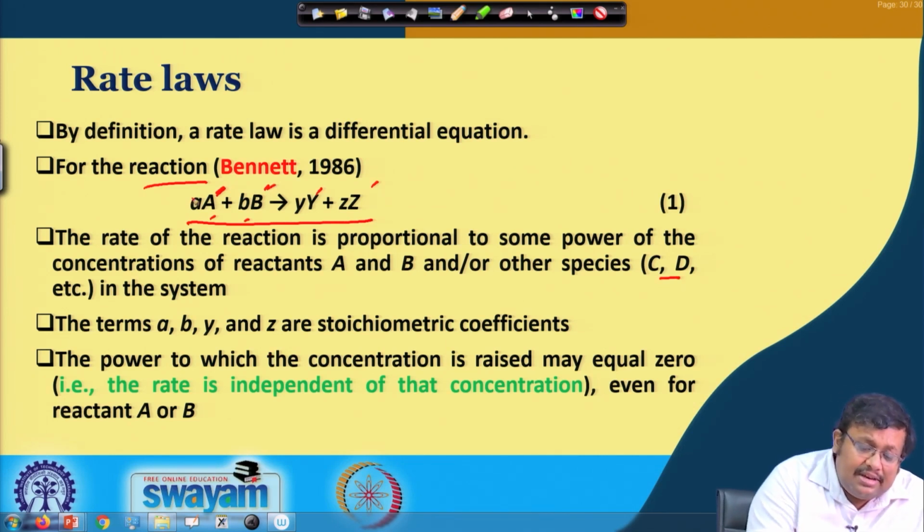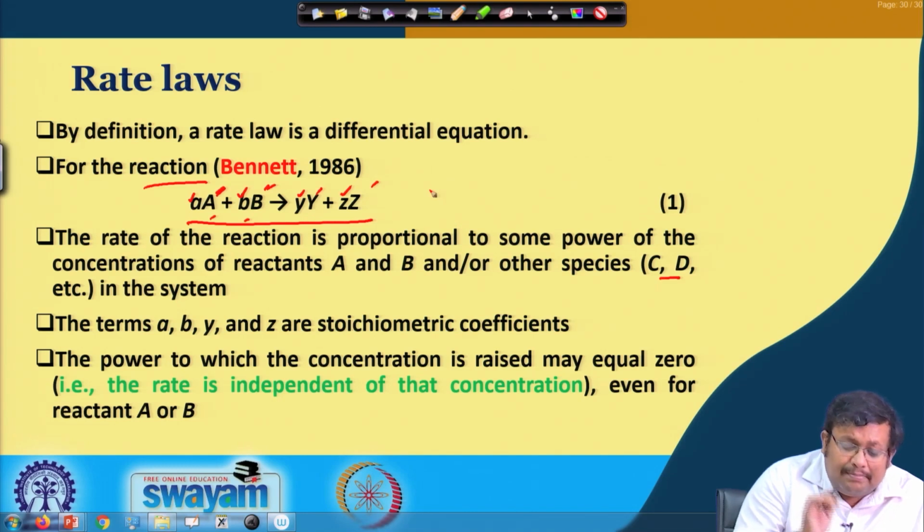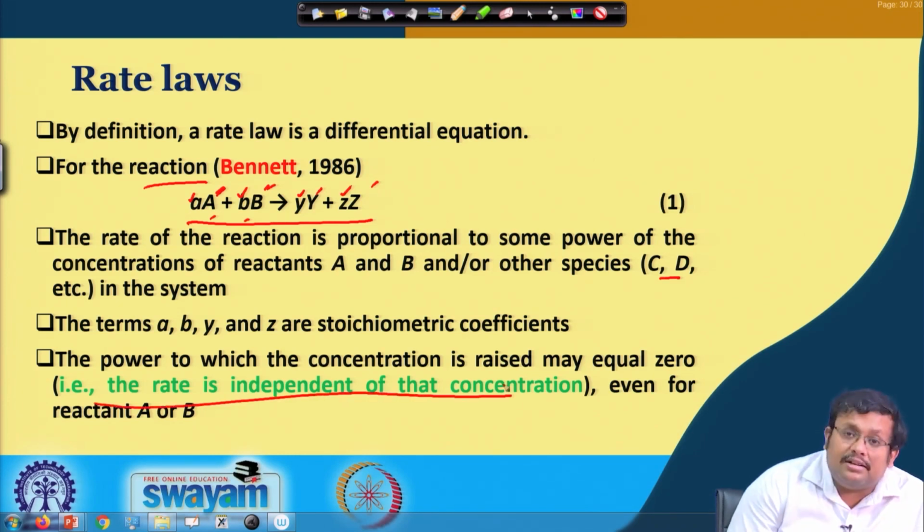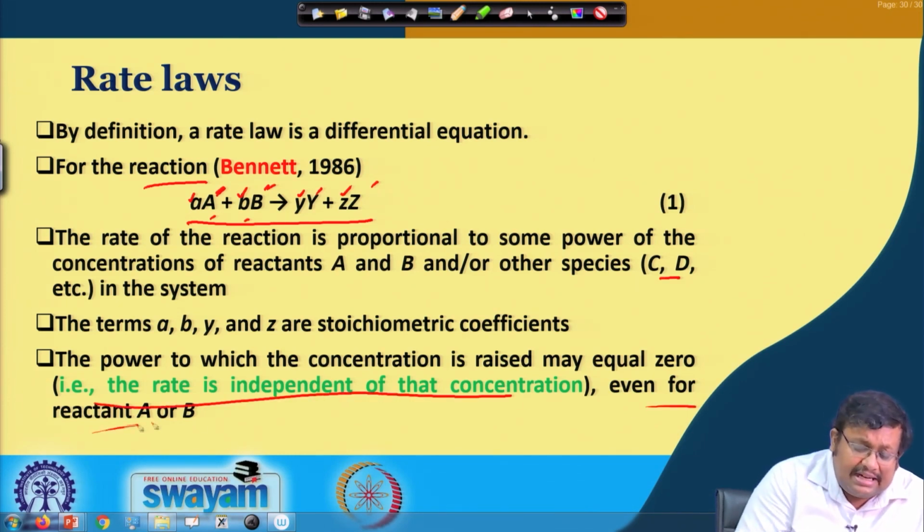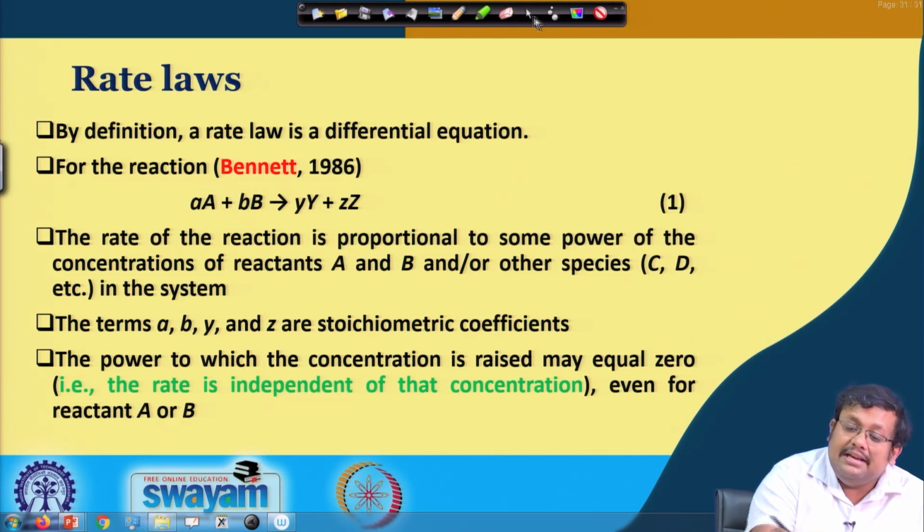Now, here you can see we are using small a, small b, small y and small z. These are basically stoichiometric coefficients. We have defined stoichiometry previously. Now, the power to which the concentration is raised may equal 0 when the rate is independent of that concentration, even for reactant A or B. So, sometimes when the rate is independent of the concentration of the reactants, then the power of the concentration may be equal to 0.